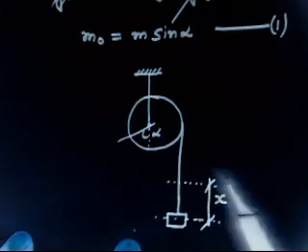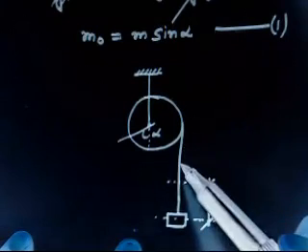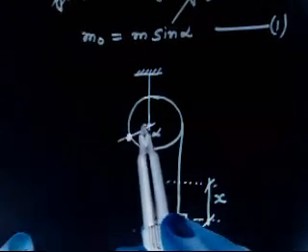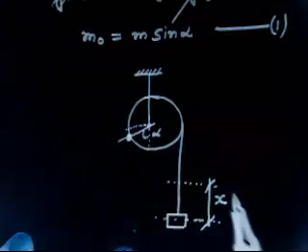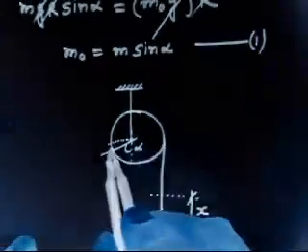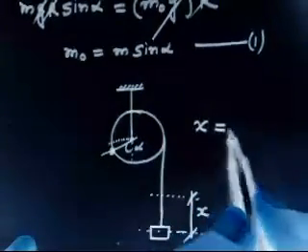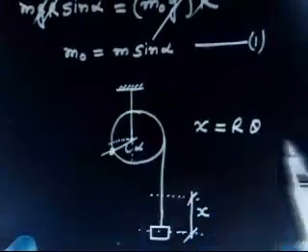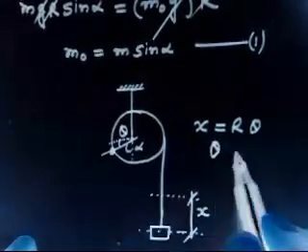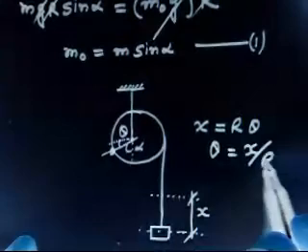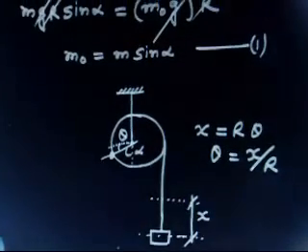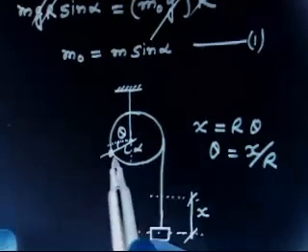Are you getting? If this goes this side by x, this means this mass that is here will also go up by r into theta, and x has to be equal to r into theta. So let us say this angle is theta, so theta will be given by x by r. I think all of you are able to understand this one. If you are not able to understand, let us see.